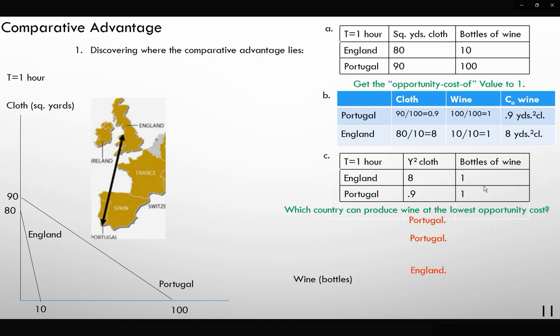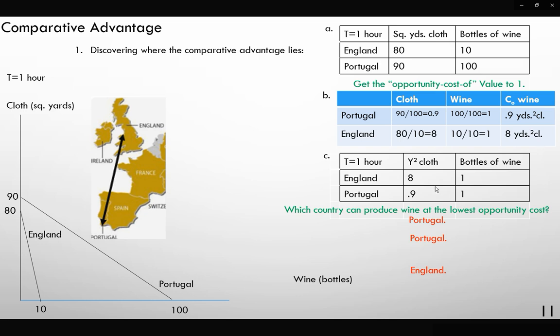Why is it Portugal? What is the opportunity cost of England to produce wine? One bottle of wine is 8 yards of cloth, and that's our opportunity cost in the simple terms that we need. What's the opportunity cost to Portugal to produce one bottle of wine? It's 9/10. So who is paying the lower cost, England or Portugal? Well, obviously Portugal is paying the lower cost, and if you pay a lower cost, that's a good thing. So Portugal produces wine.